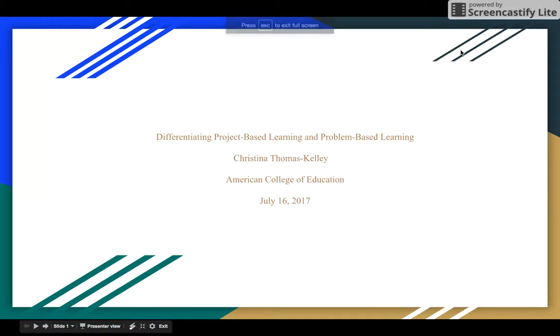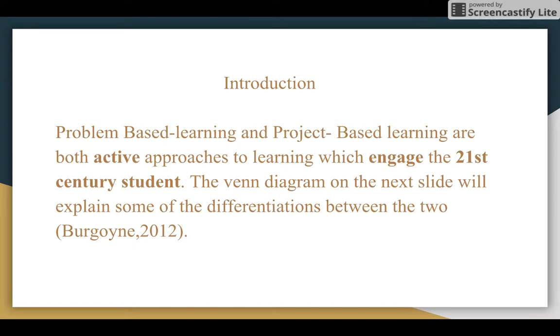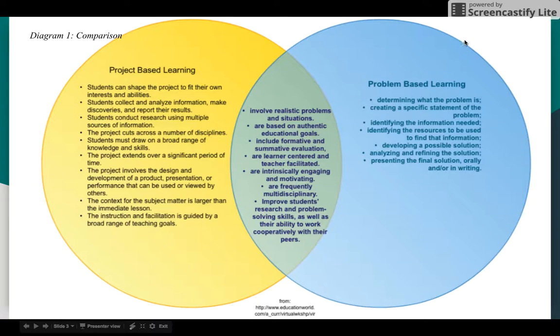Hi there, my name is Christina Thomas Kelly, and I will be talking to you about how to differentiate project-based learning and problem-based learning today. So as we know, both PBL systems are designed to engage the 21st century student, and I have a Venn diagram that I pulled from Edutopia that will go through some of the qualities that differentiate them and also have similarities between the two.